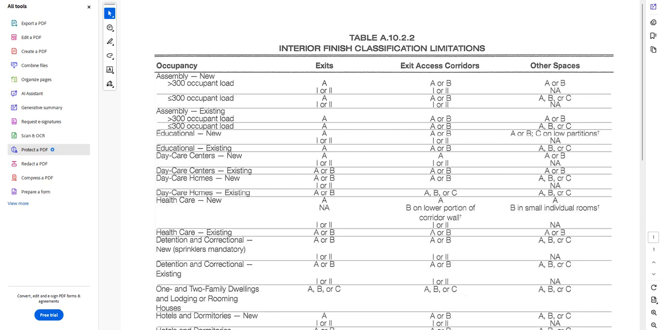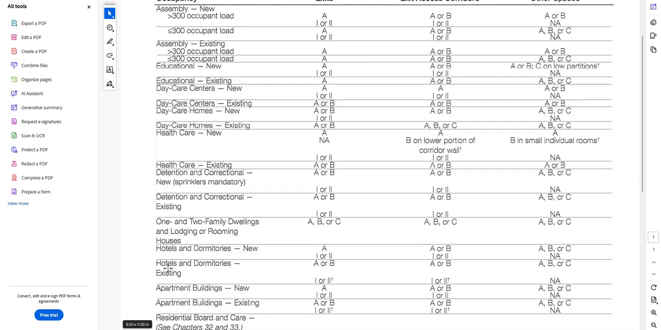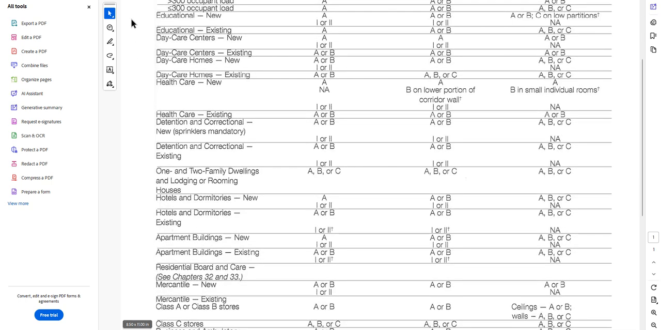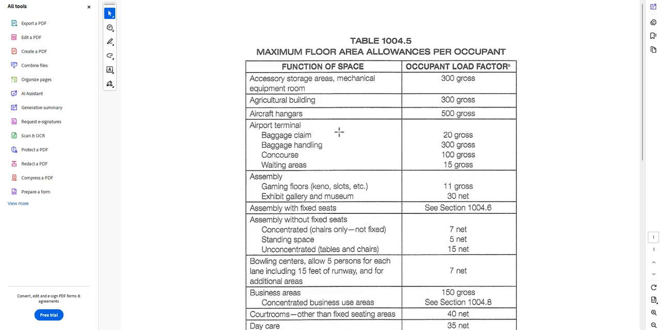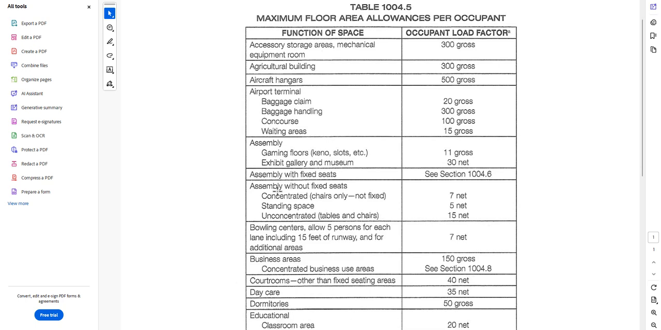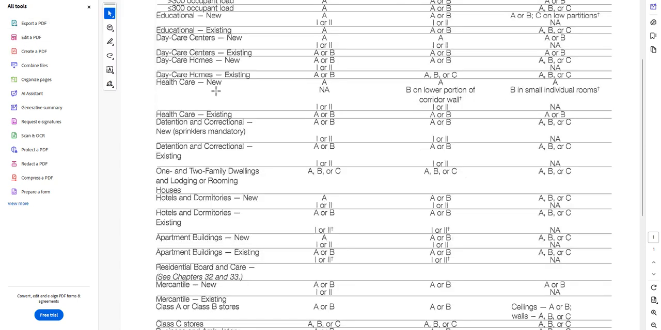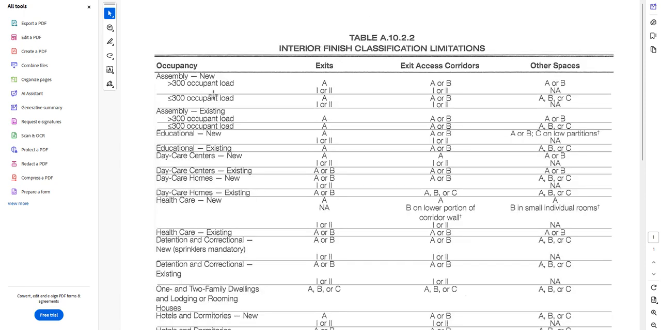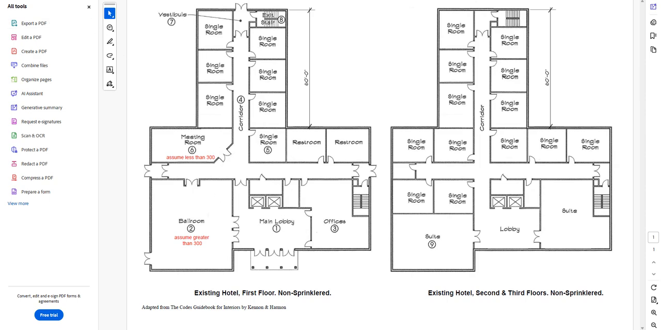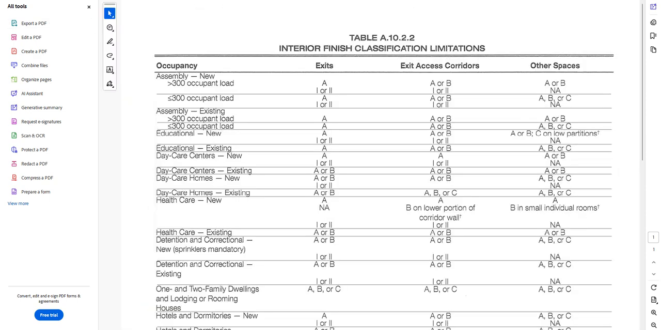So one of the first things we'll have to do is look at the use of the space. This is very similar to our Table 1004.5. Remember how we had to do this to determine occupant load? We had to determine what things are, and so we can use that as our guide as well. If we need to, you can go back to some of these earlier chapters to determine what these would be. So this is our plan, and we're going to use this table primarily.